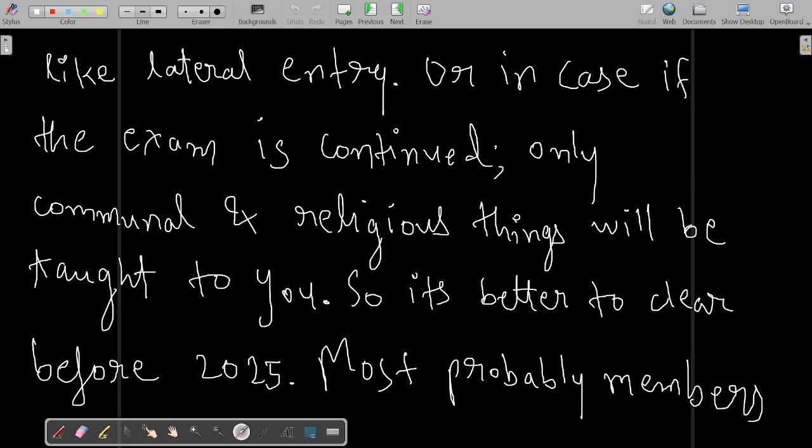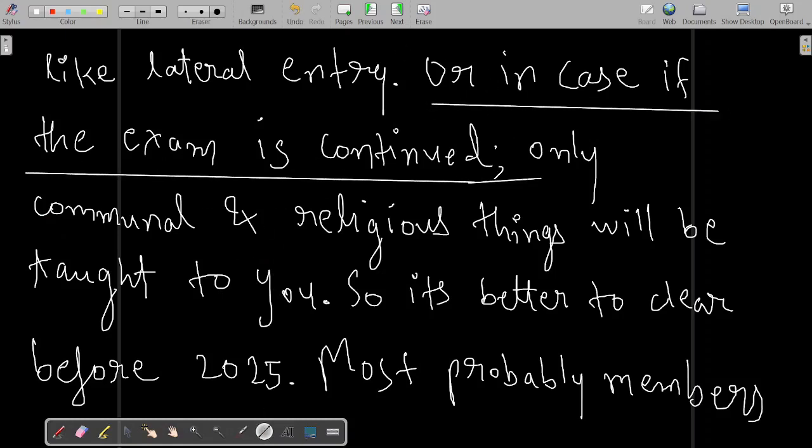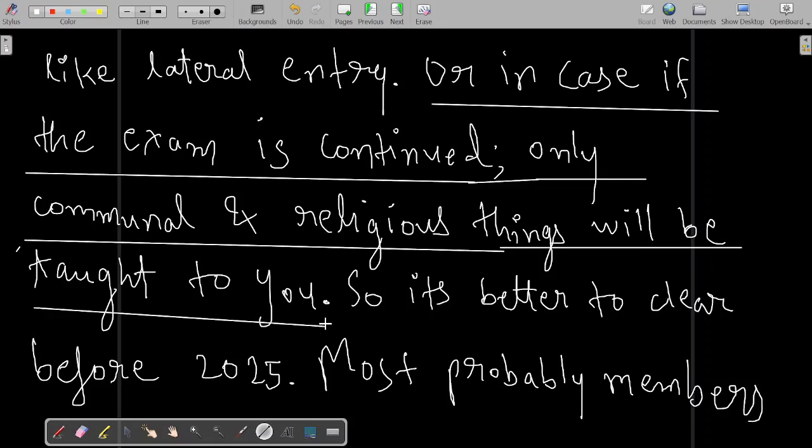Or in case the civil services exam is continued after 2025, only communal and religious things will be taught to you. Let me warn you that if the exam is continued, only communal and religious things will be taught to you. And if the exam is not continued, then they will do political postings. If the exam is continued, then they will teach you communal and religious things only. No constitutional things like today.